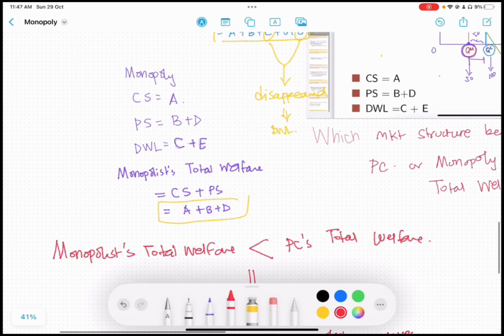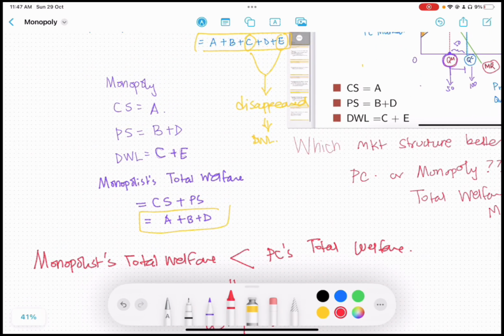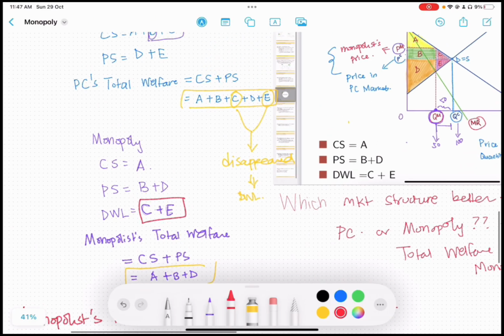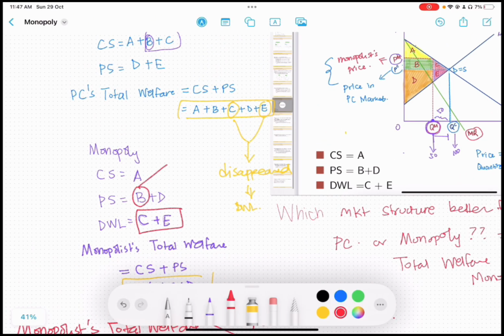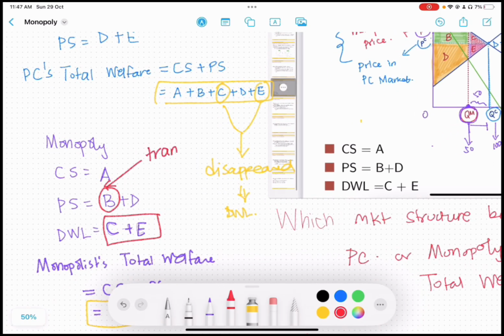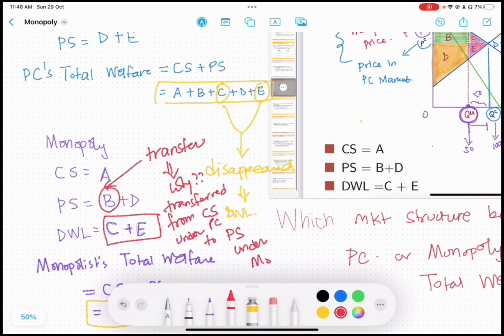Okay. So once again, these are concepts you've seen before, but they're still very important. Deadweight loss is when it completely disappears. But what do we call B? Well, B was previously with the consumer, now it's with the producer. This is called a transfer. Why is it called a transfer? Because it is transferred from consumer surplus under perfect competition to producer surplus under monopoly. All right. So because this doesn't completely disappear, this is still there, but it's just changing hands. That's why this is not part of deadweight loss.